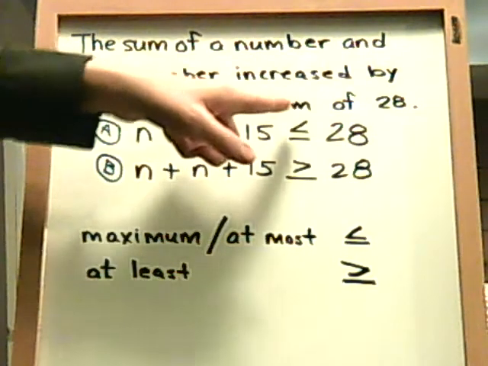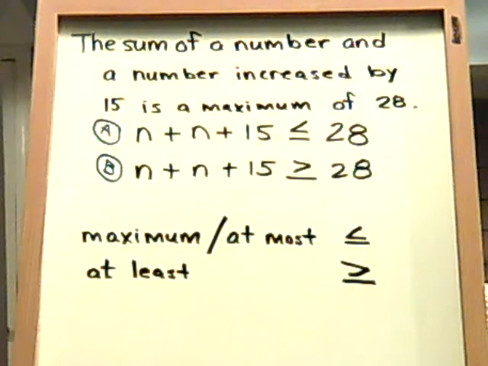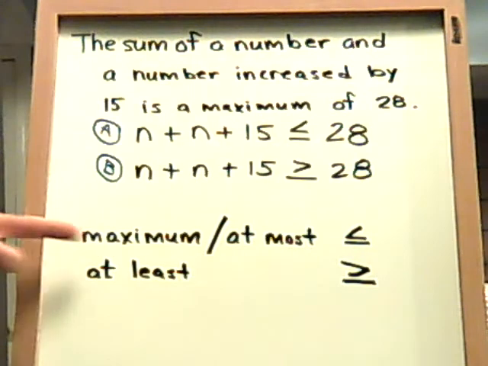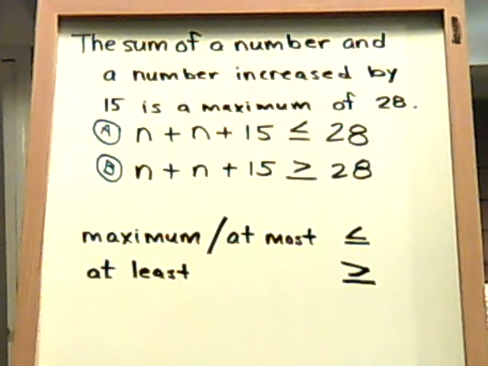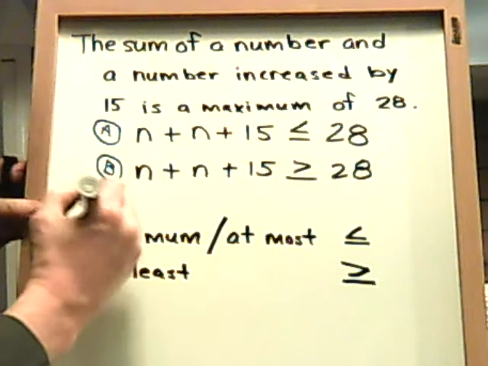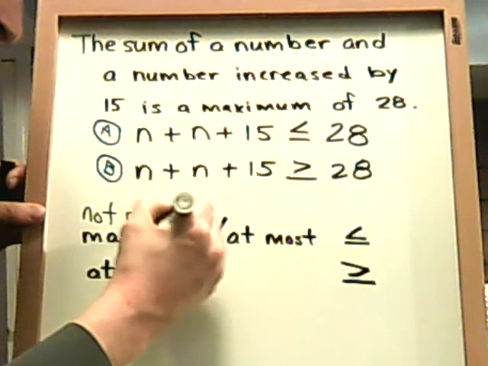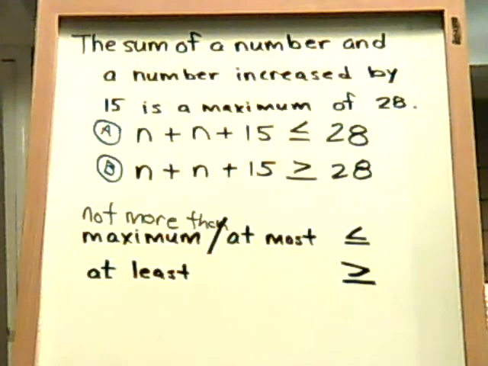The maximum is the one that's going to tell us it's either less than or equal to or greater than or equal to. Maximum is the trick. Maximum and at most mean the same thing. Or sometimes they say not more than. That's another one too. Maybe I'll put that in here. Not more than. That's another version of this. They're all less than or equal to.